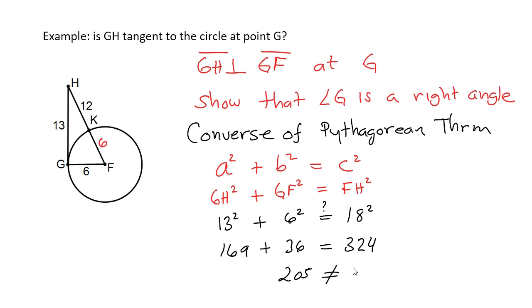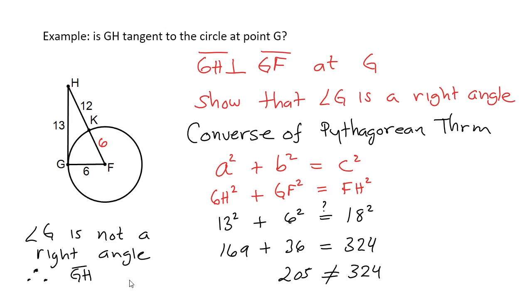And that is definitely not the same thing as 324. So what does that mean? Well, it means that those lengths do not make a right triangle, which means that I do not have an angle that's 90 degrees at point G. So angle G is not a right angle, and therefore GH is not tangent.